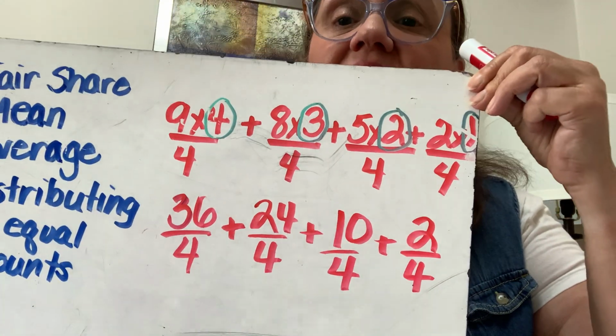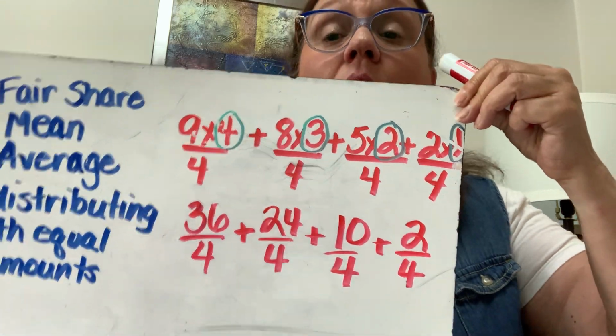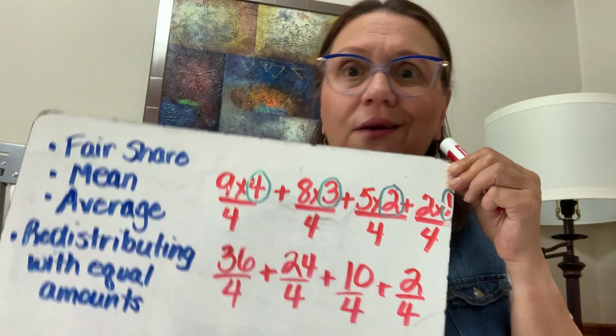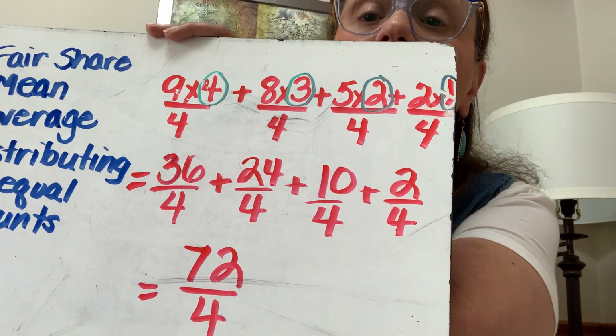Do not try and do these in your head. Write down the steps so that if you make a mistake, you can find your mistake. Now, all I have to do, because the denominators are common, is add up my numerators, and that gives me a score of 72 over 4. That's my total. That's not the average. That's my total.